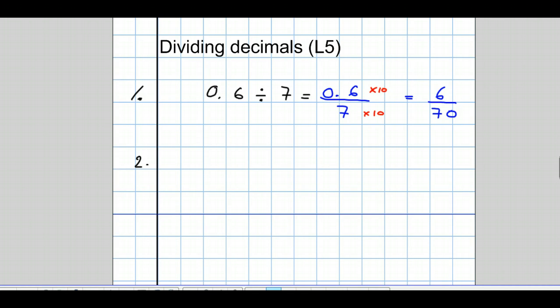Let's go through that again. Question 2. 0.2 divided by 9. We write this as 0.2 over 9. That's our halfway answer, if you will. It's not our final answer. Now we're going to turn 0.2 into a whole number by multiplying it by 10. And we must do the same to the denominator to keep the fraction equivalent. To give us 2, that's 0.2 times 10, over 90.